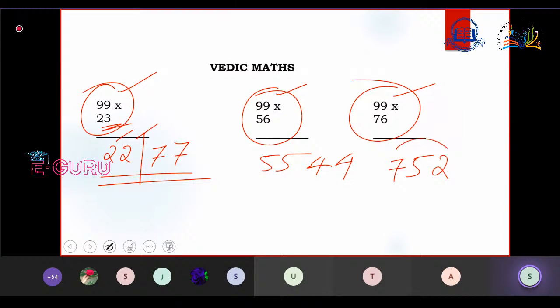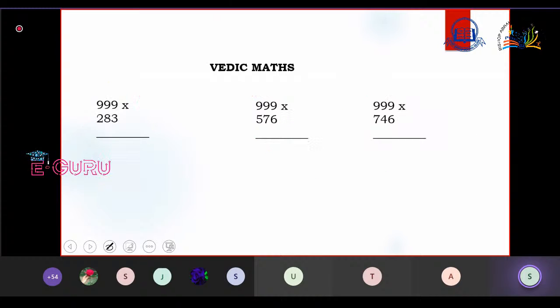See, 9 minus 7 is 2, and 9 minus 5 will be 4. So the final answer will be 7524. Now we can move to 3-digit numbers.